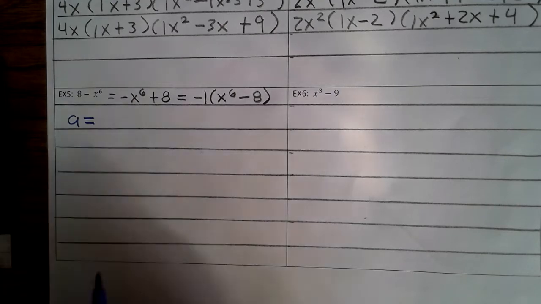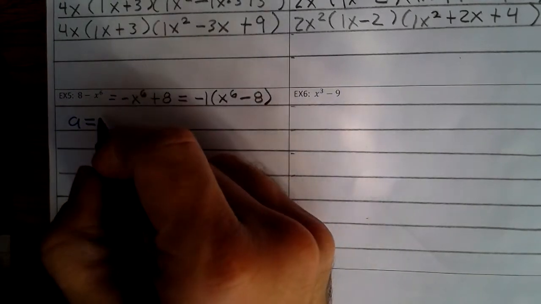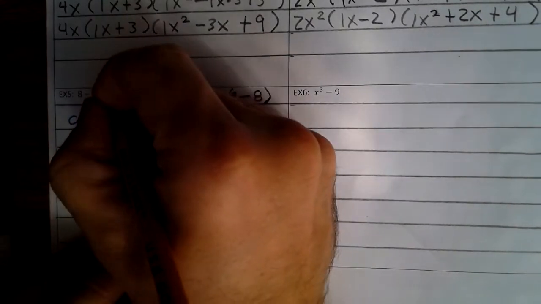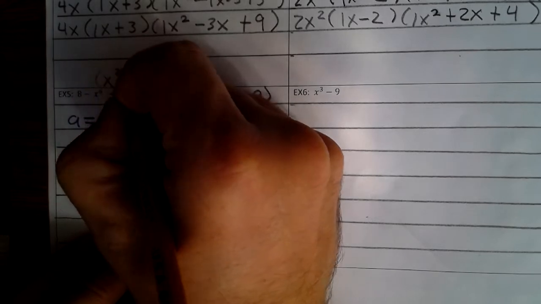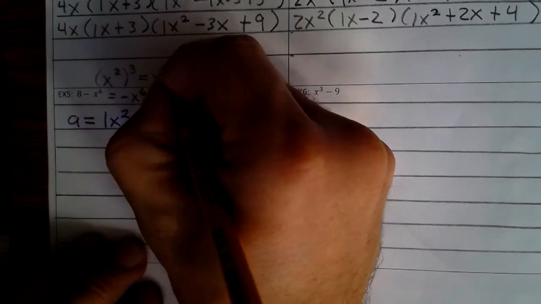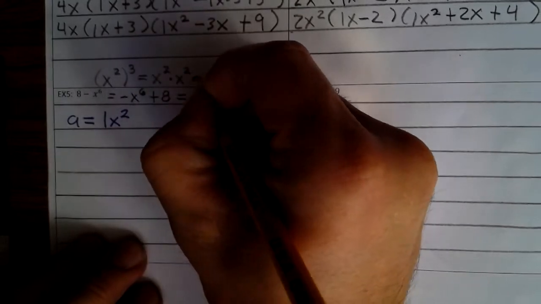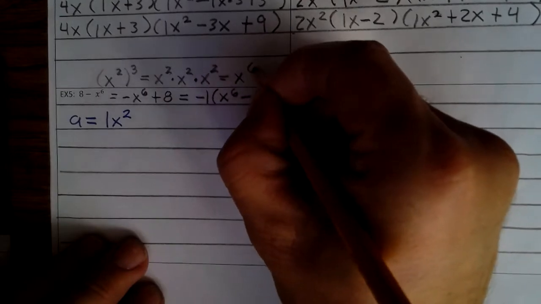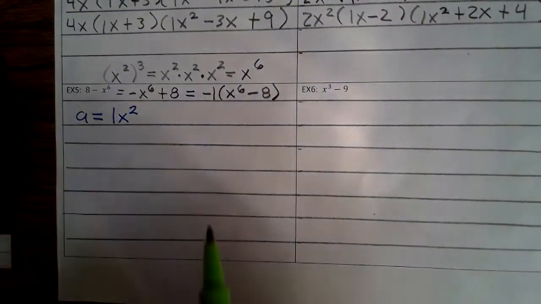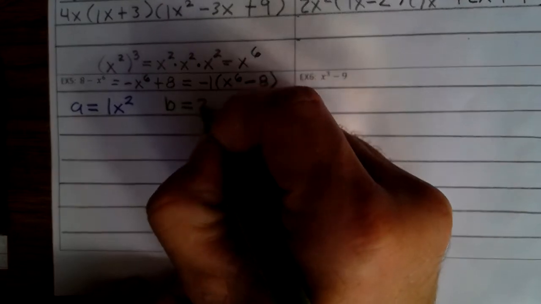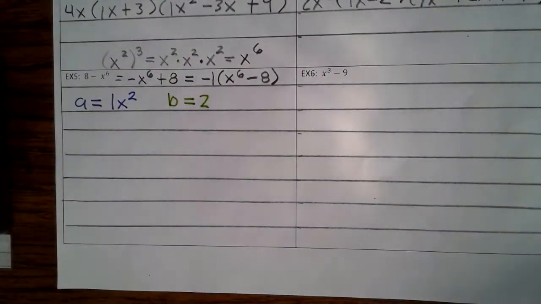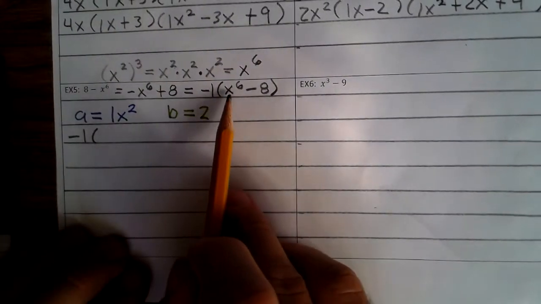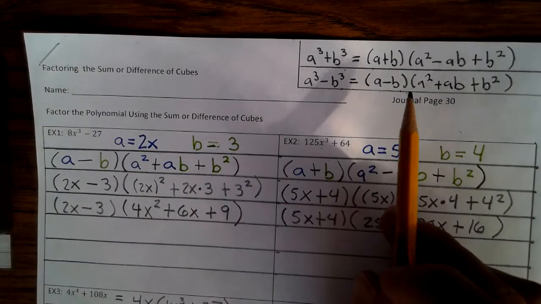Now we have to figure out what cubed gives you x to the 6th power. The answer to that is 1x squared, because x squared cubed equals x squared times x squared times x squared. Yeah, the exponent is 2 plus 2 plus 2, which is x to the 6th. Okay, and then b equals 2, because 2 cubed gives you 8. Now we can't forget about the -1, and then we apply the formula, that's a cubed minus b cubed, so we're using this form right here.